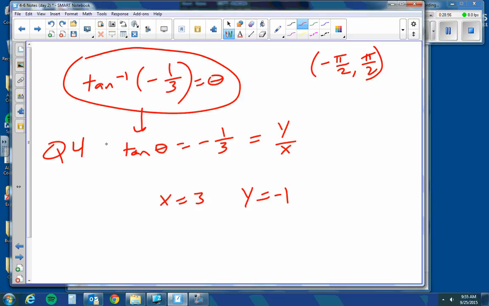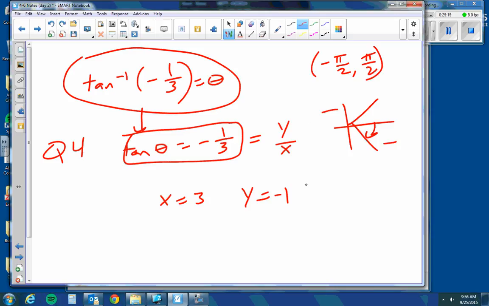If it had been an old problem where they gave you the tangent value and then said you were in quadrant 2, well, then the sign would be different, right? But because we're talking about an inverse problem, inverse tangent of a negative, the angle must be either first quadrant or fourth quadrant only. In this case, it must be a fourth quadrant angle. We know that, because it can't be a second quadrant angle.